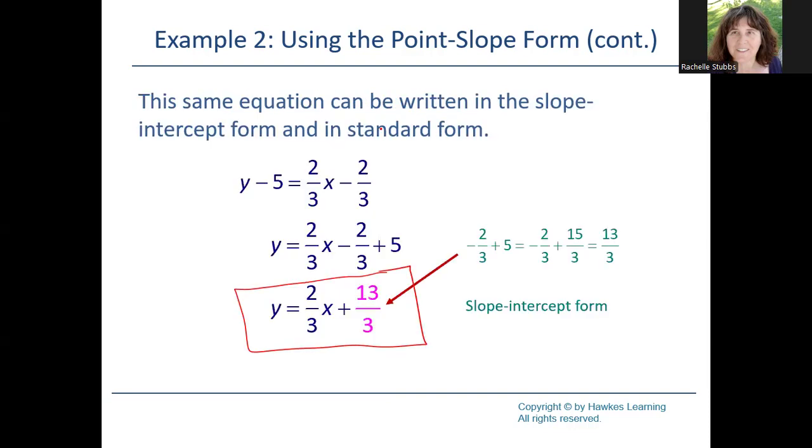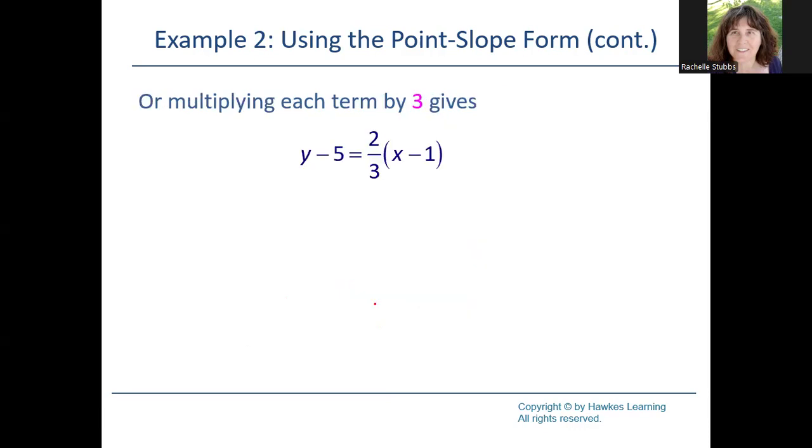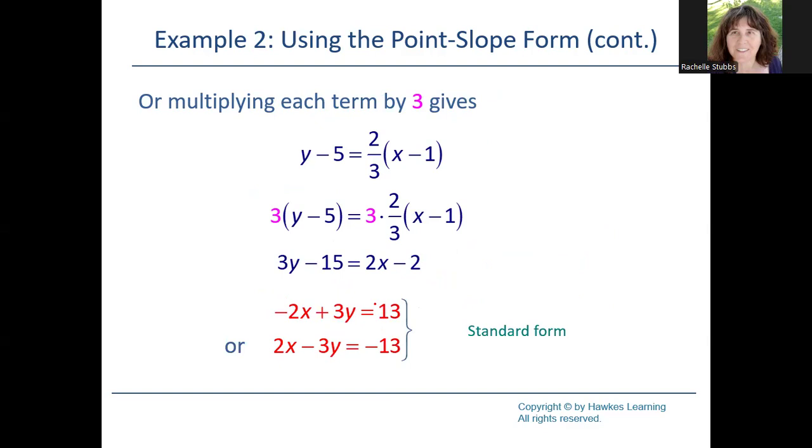And if we multiply each side by 3, because we're going to try to make it be in standard form, so multiply by its least common multiple, yep. So we're going to multiply by 3. We end up with 3y minus 15 equals 2x minus 2. And we just rearrange that and we get 2x minus 3y equals negative 13.